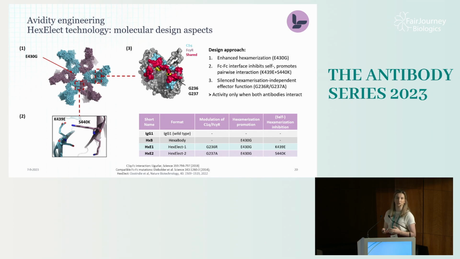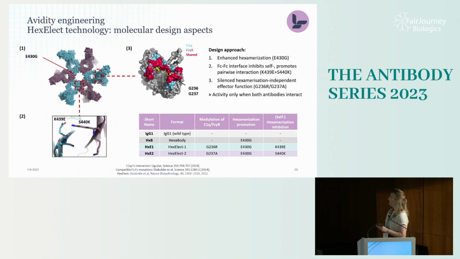We then still needed to solve one thing, because we could only aim for the effector functions that are dependent on hexamerization. So what we needed to do is silence the hexamerization-independent effector functions, and one of them is, for example, ADCC. So we decided to mutate the G236 and G237 positions in order to do that. And these two positions are actually at the shared interface of binding to Fc receptors.